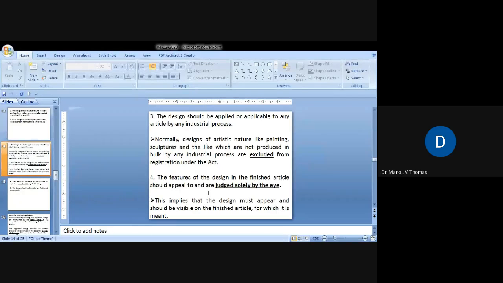So the third point is that the design should be applied or applicable to an object which is produced by some industrial process. The fourth point is that the features of the design in the finished article should appeal to and be judged solely by the eye. So it should be visually apparent what the design is. This implies that the design must appear and be visible on the finished article for which it is meant. If you want to register a design, it should be totally visible, and we should be able to judge the particular design by eye. That design only can be registered.